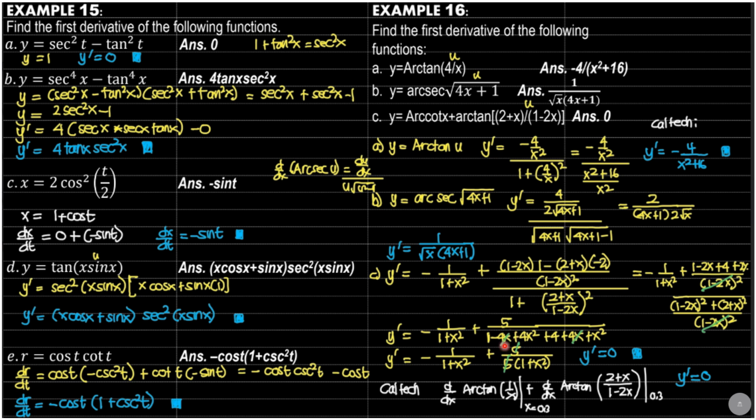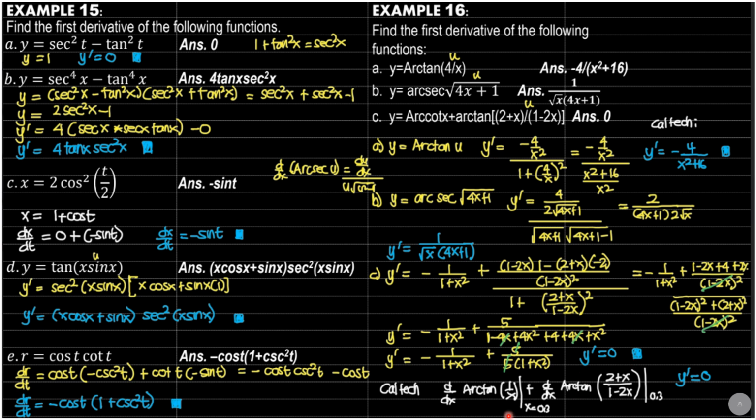So cancel negative 4x and 4x. The denominator of the second term is 5 plus 5x squared. So if you factor out 5, then we'll have 1 plus x squared. Cancel 5, so this is positive 1 over 1 plus x squared, then minus 1 over 1 plus x squared. Like terms, opposite signs, so y prime is 0.